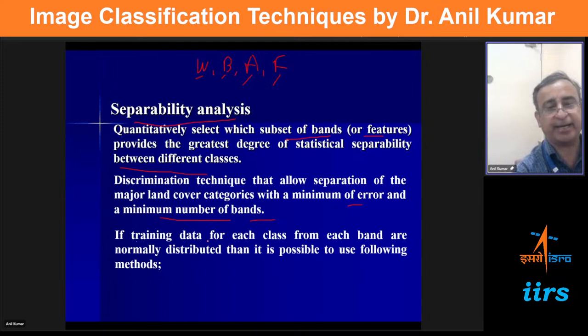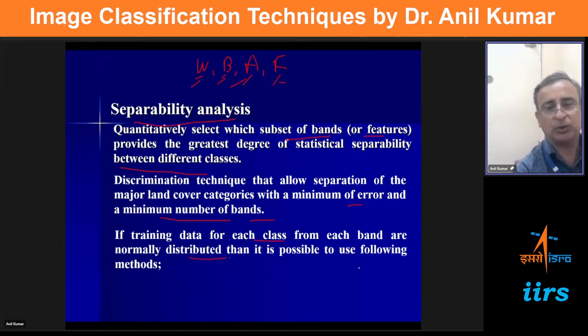So here, if we have the training data of each class, this methodology requires the training data of each class: water, built up, agriculture and forest. And the training data of each class from each band should be normally distributed. That is one condition, because we are using some methods of separability analysis. These methods follow the normal distribution, so my data should be normally distributed.